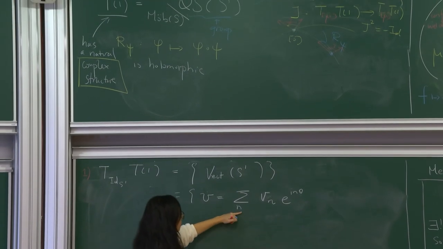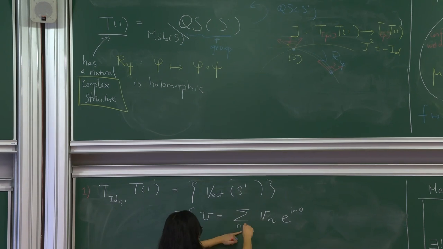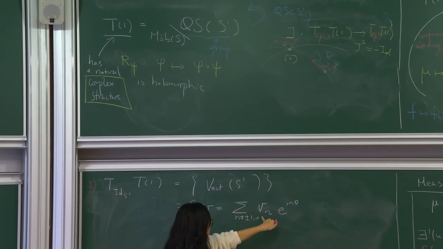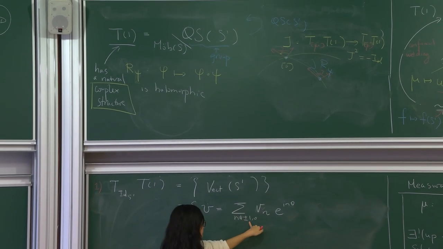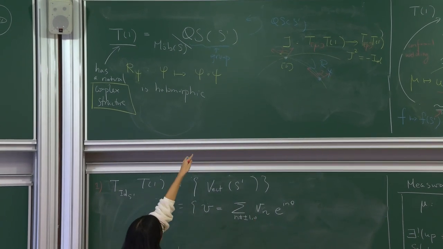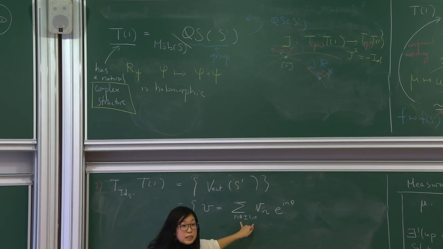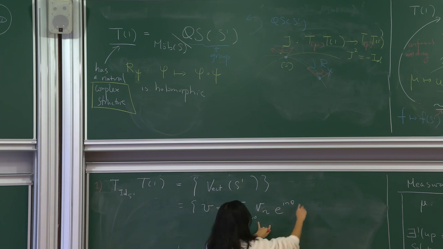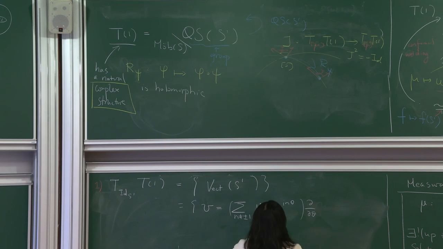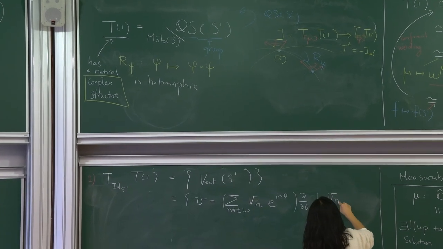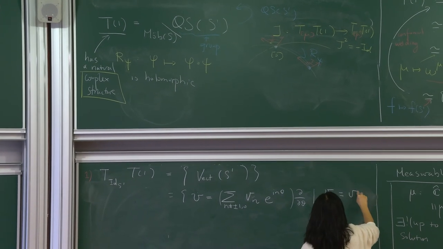And a way to mod out is to say, okay, I'm just taking all the Fourier modes where n is not equal to plus or minus 1 and 0. So the Lie algebra of Möbius transformations is spanned by these three modes. And so this is a vector field V times d/d theta. And if you want it to be a real vector field, you have to assume that V minus n is V n bar.